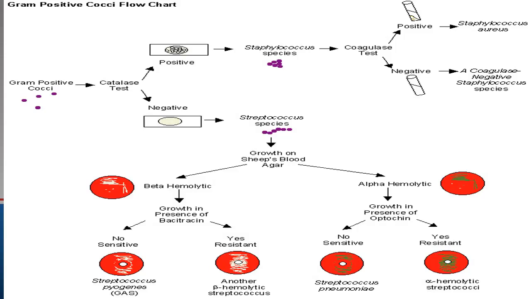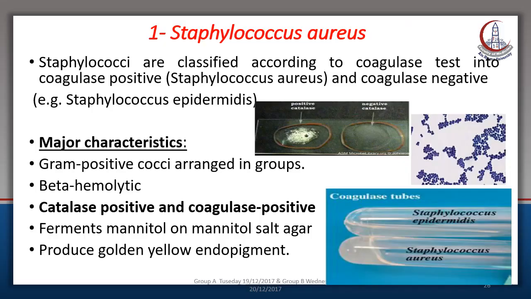So, a flow chart to remember together about gram-positive cocci. Gram-positive cocci by catalase test, either it is positive or negative. If it is positive, then it is a Staphylococcus species. Negative, then it is a Streptococcus species. For Staphylococcus species, we do the coagulase test. If it is positive, it is Staphylococcus aureus. And if it is negative, it is a coagulase negative Staphylococcus species, which may be Staph epidermidis or Staph saprophyticus.